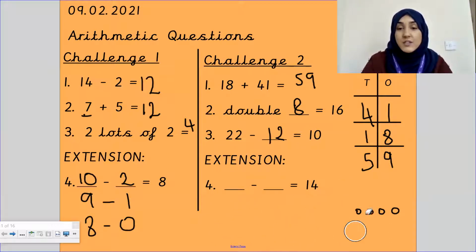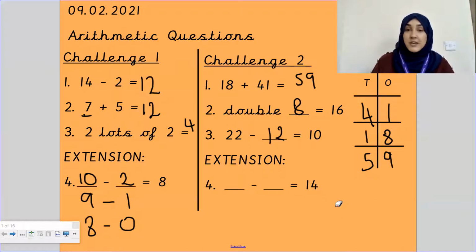Okay, and for your extension question, Maris class, I will be checking on Tapestry, but let's just go through a few of the examples that we could have had for this question, because there are quite a few examples that you could write. So let's start with the number 20. Right, 20. So 20 take away 6 equals 14.